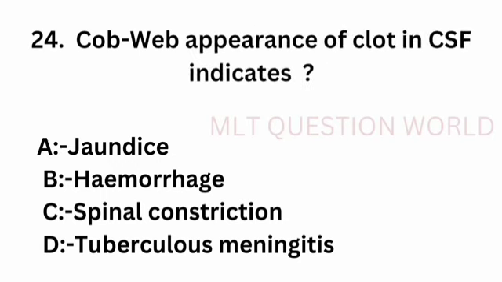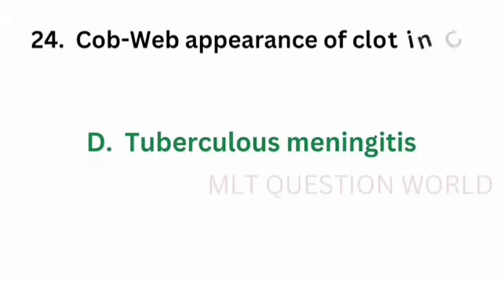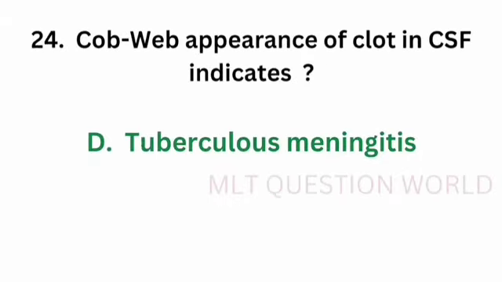Question number 24. Cobweb appearance of clot in CSF indicates option A, jaundice, option B, hemorrhage, option C, spinal constriction, option D, tuberculous meningitis. The correct answer is option D, tuberculous meningitis. Cobweb appearance of clot in CSF indicates tuberculous meningitis.